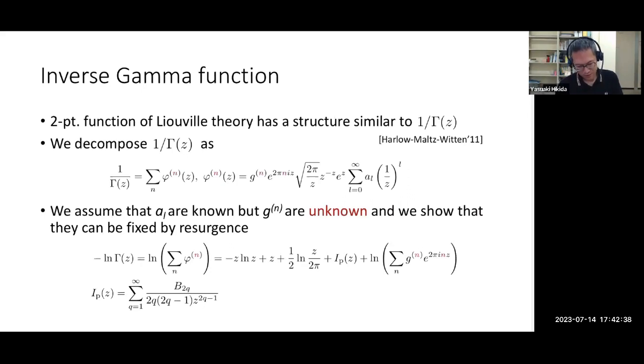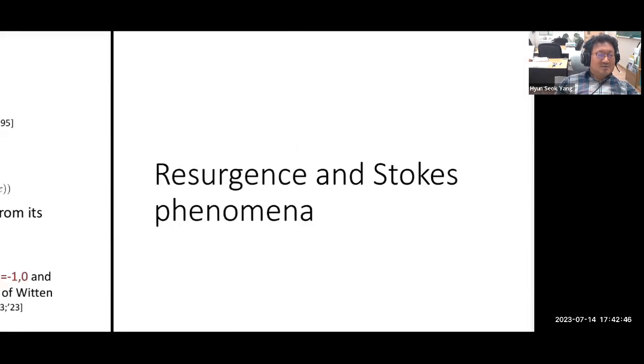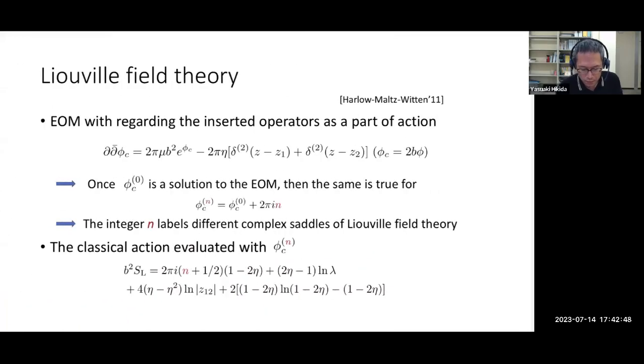I don't think so. Then how do you understand the main claim of this Hartle-Witten? This one is very difficult to understand in terms of Liouville theory.